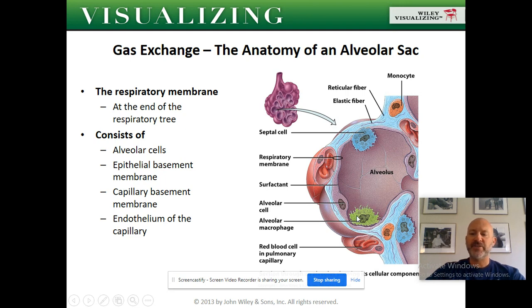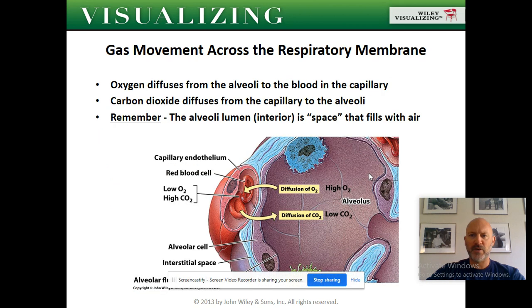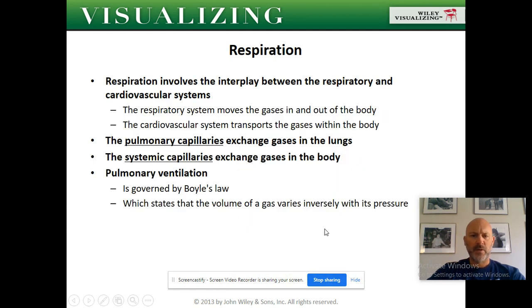Here we have macrophages patrolling the area, looking for any debris or undesirables that might have reached this deep into the lower respiratory zone. All right, so again, filling the space is air. The oxygen diffuses from the air, so from the alveoli into the blood, and the blood is carrying amounts of carbon dioxide. So this is where the carbon dioxide will be leaving the blood and entering into the lungs, and that carbon dioxide will be expelled upward.